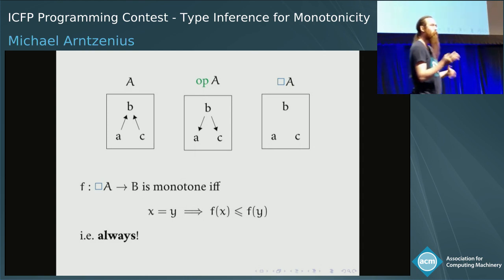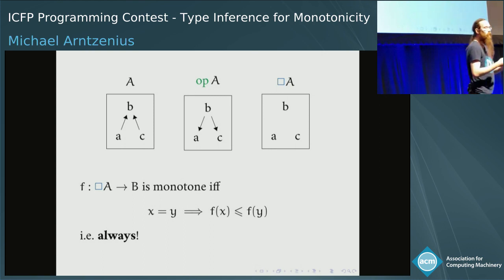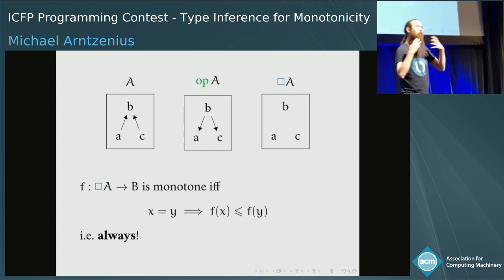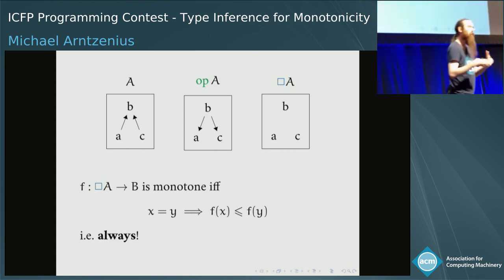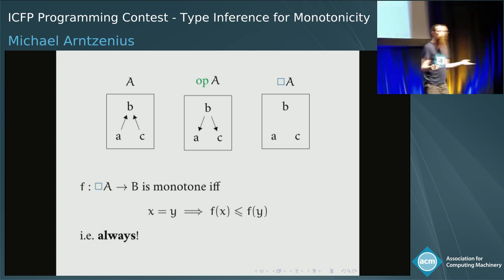And so the interesting thing about box is, let's look at what it means for a function from box A to B to be monotone. Well, it means nothing. Because the precondition, right, is that x is less than or equal to y in box A. But that only holds if x equals y. And if x equals y, then of course f x is less than or equal to f of y. So we can represent arbitrary, potentially non-monotone functions as a special case of monotone functions. We just have to say that they're out of the box type.